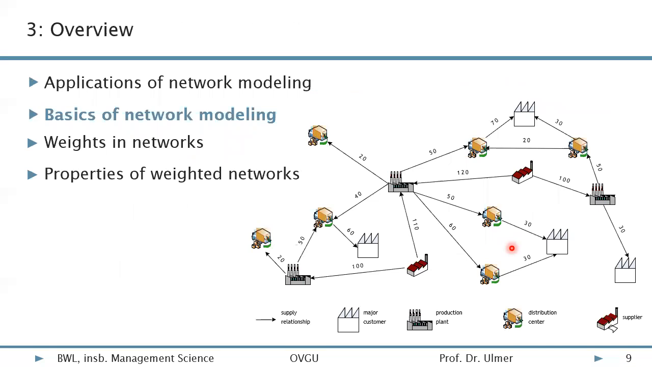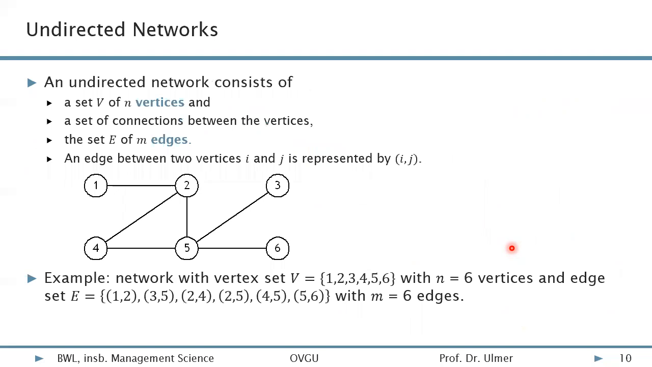Okay, now we get lots of definitions we'll later use and need, because we never really defined what a network is. So we start here with the simplest network there is, a so-called undirected network without weights.